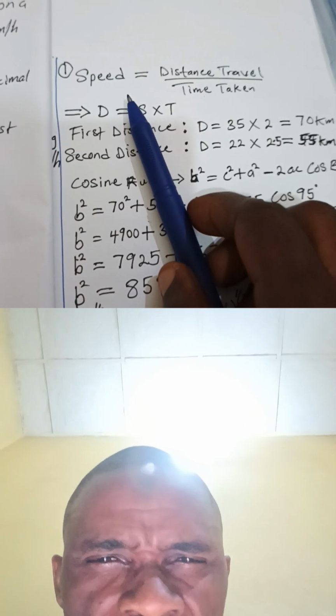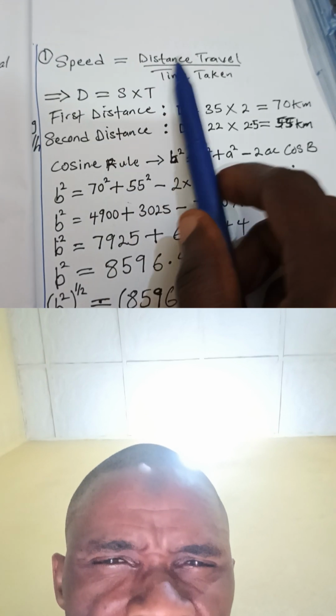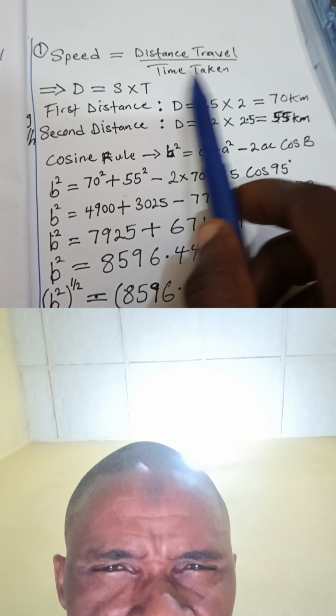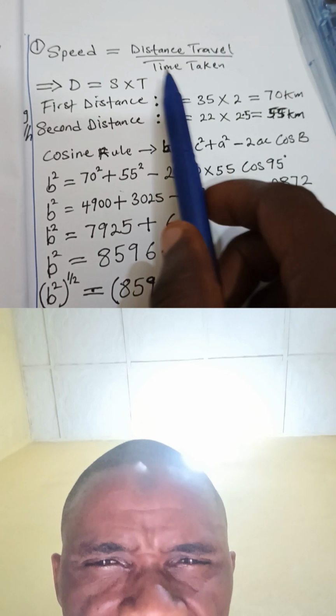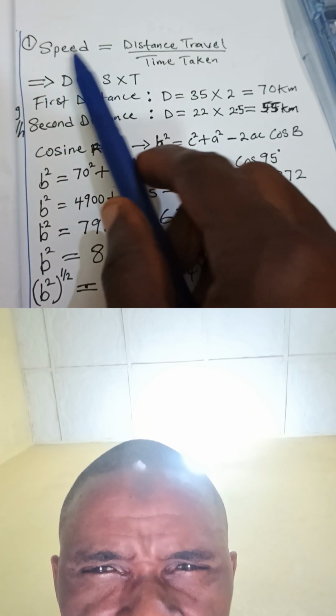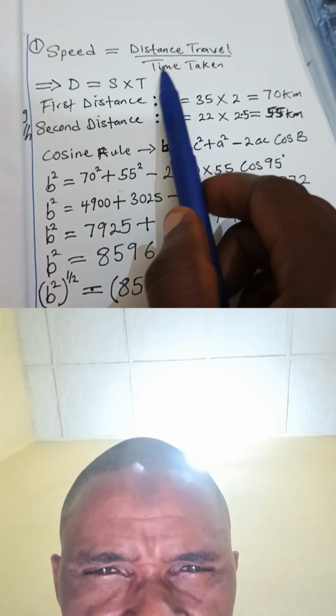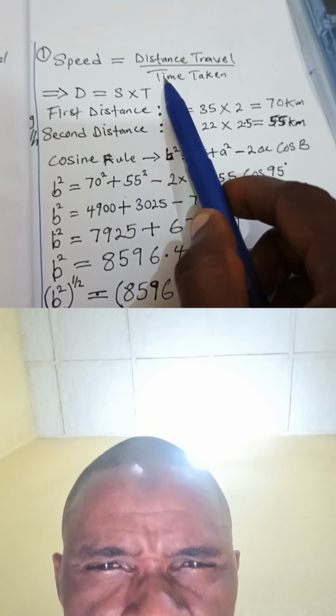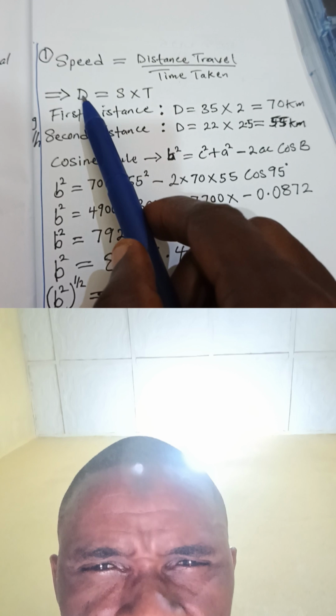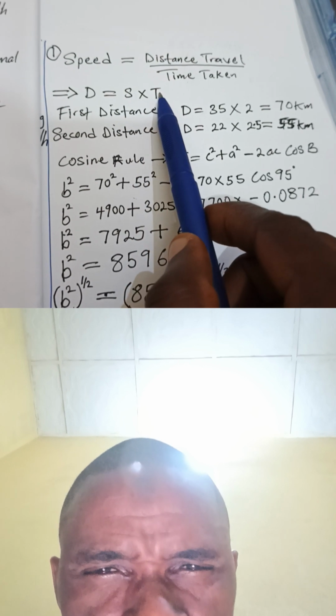So let's move to the solution. From primary school, we know the formula for speed is distance traveled over time taken. Since we want to find distance, which is d, I will use x for speed and t for time. All we need is to cross multiply: speed times time gives distance. So d is equal to speed multiplied by time.